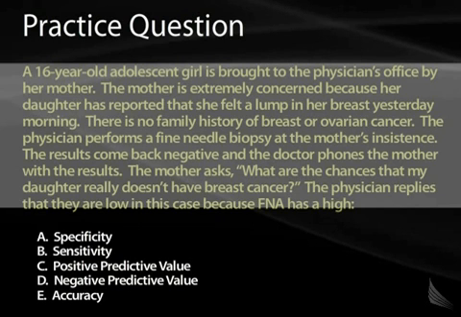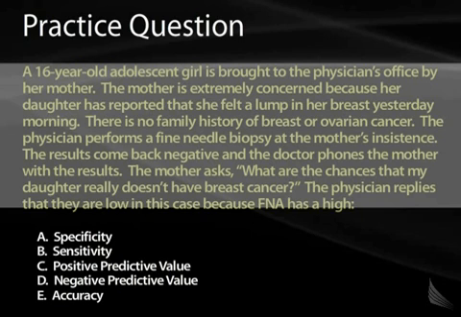The physician replies that they are low in this case because the FNA, or the fine needle aspiration, has a high: answer A, specificity; B, sensitivity; C, positive predictive value; D, negative predictive value; or E, accuracy. Well, recall, what do we need to know to interpret the results of a test? We need to know something about what the background rate of disease is.